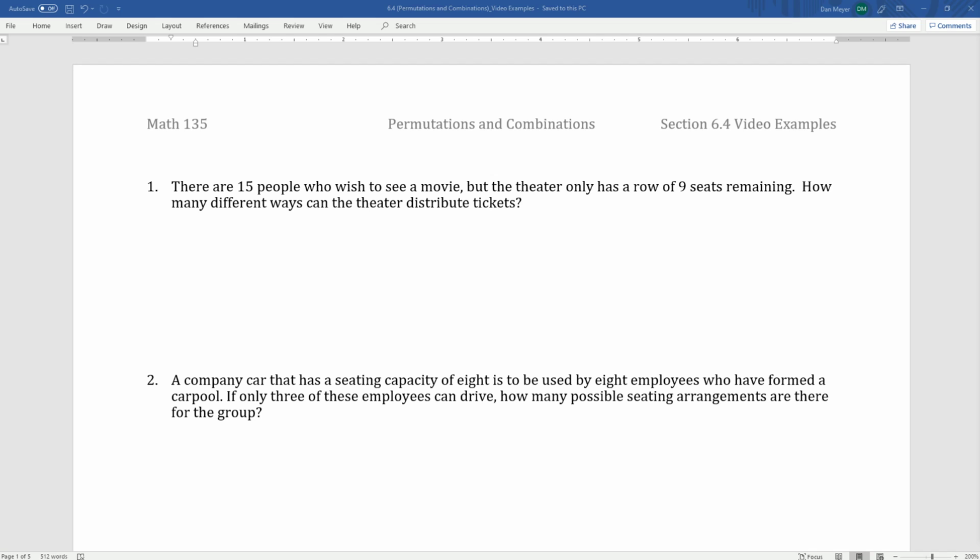I think the intent here is that the seat that you're sitting in matters, and so from the 15 people who want to see the movie, the theater has to select 9 of those people and arrange them in seats. So this is a permutation problem. I think of permutations as this idea of selection and arrangement.